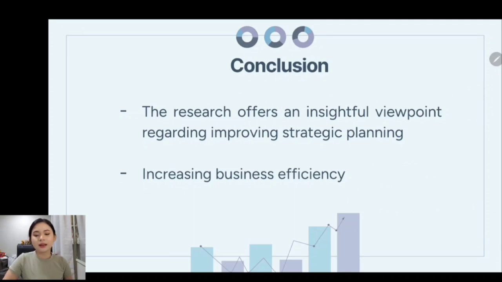And then lastly is the conclusion. Based on the report and the calculations that I made, the research offers very insightful viewpoints regarding improving strategic planning and also increasing business efficiency.